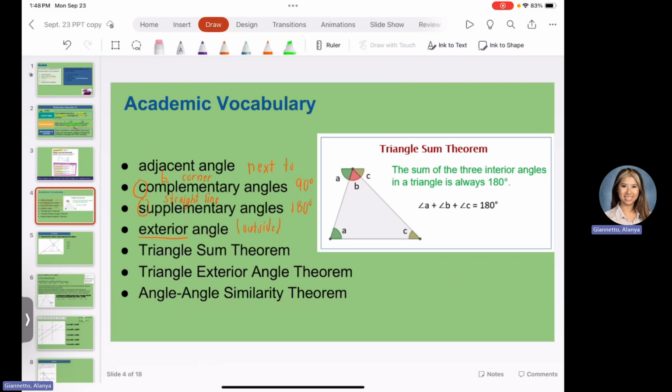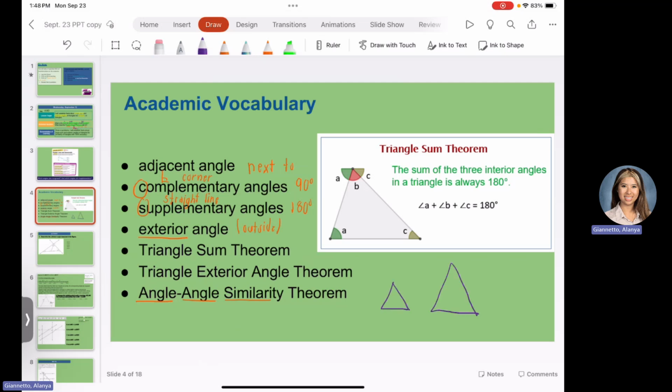So our new one is the angle-angle similarity theorem. So we have two angles in the vocabulary word. We have angle-angle, so that's two angles, and similarity. So if we remind ourselves what similar shapes are: shapes that are the same shape but different sizes. So I'm going to go ahead and draw an example. So we have this one and this one.